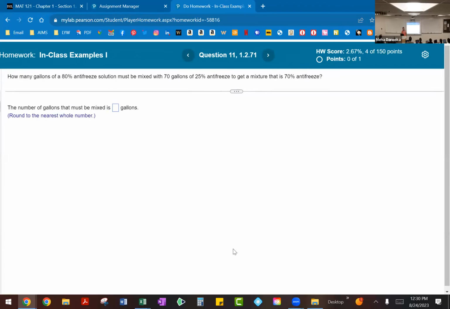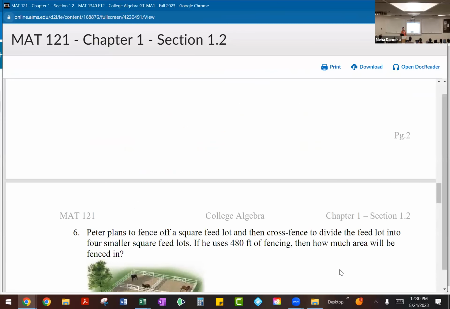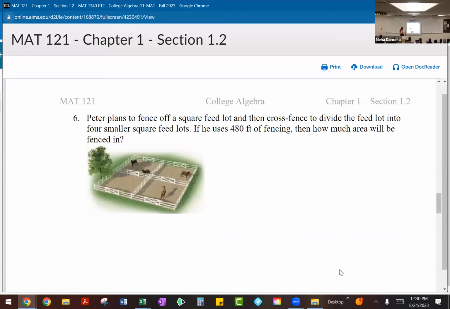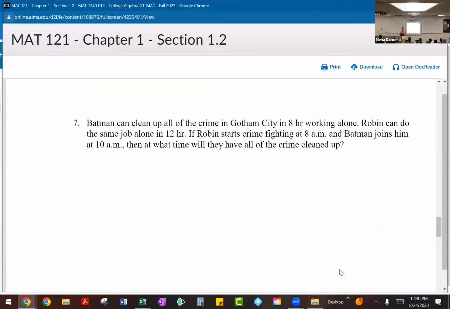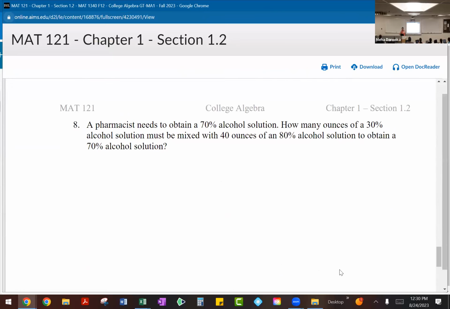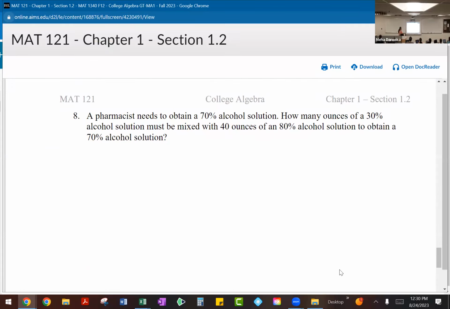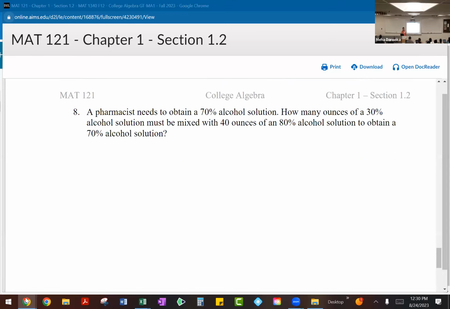Annika, did you have any questions at this point? And you can see there's all kinds of different examples in your handout. This is kind of similar to our garage example. This is the work problem I was talking about, and this one we went with Batman and Robin cleaning up crime in Gotham City. This is a mixture problem where you're mixing different concentrations of liquids or chemicals, and you're trying to figure out what the total would be. So I think I did see this one in our one.